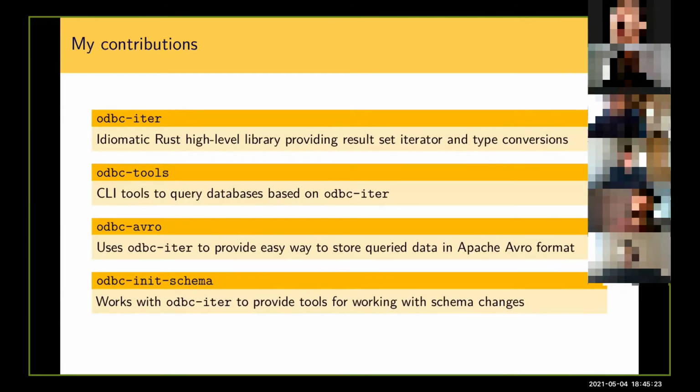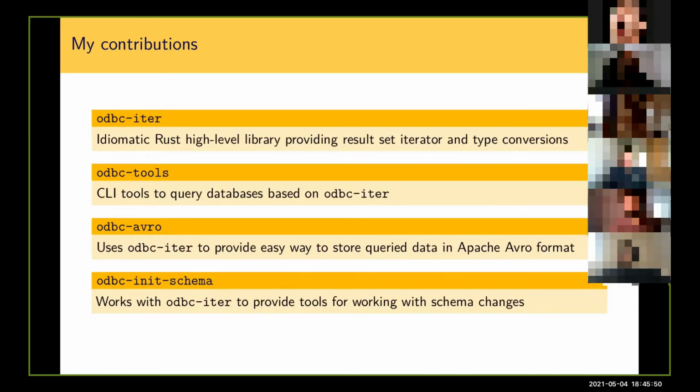So let's continue. odbc-iter is the main one. I basically contributed a few other crates around odbc-iter, but the main one is odbc-iter. And the idea here was to create an idiomatic high-level library. By idiomatic, I mean using things like iterators and type conversions and things like that that you would expect from a Rust library. And it has the name iter from iterator. That's how it started.